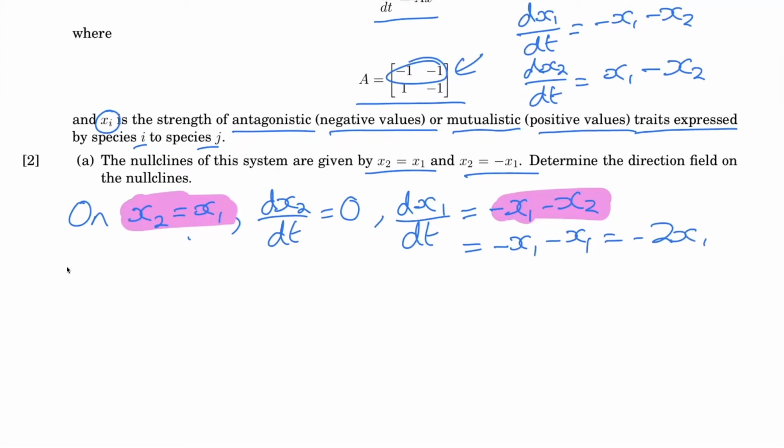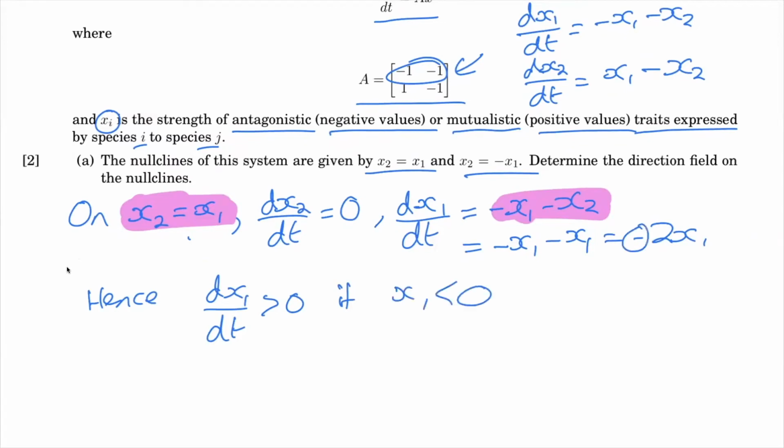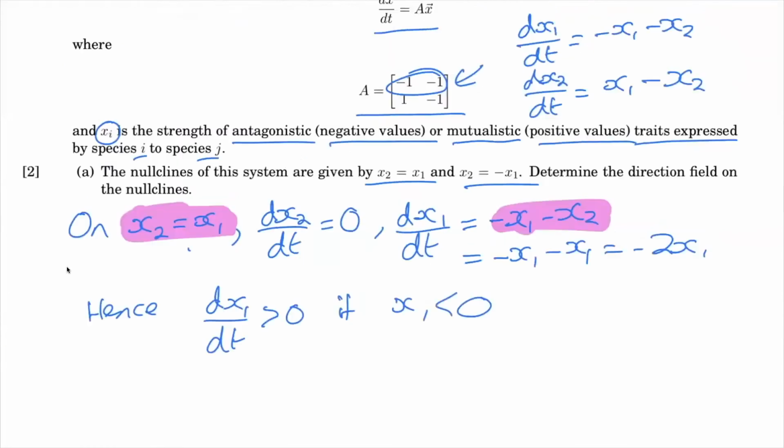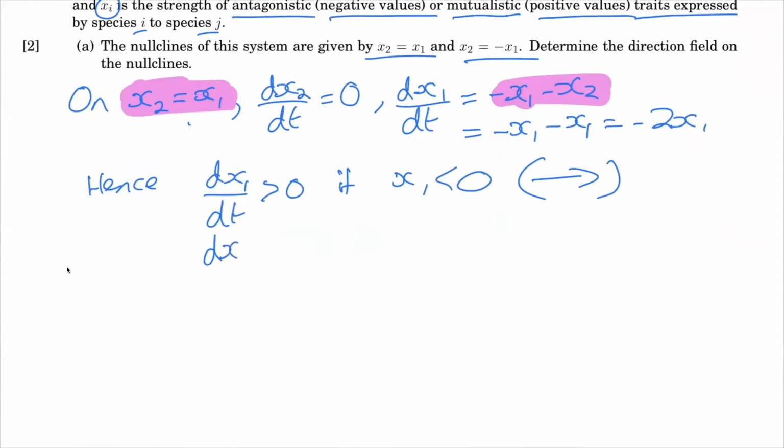That tells me that dx1/dt is going to be positive. This thing is going to be positive up here when x1 is negative. It has the opposite sign to whatever x1 has. So that means that we move to the right. dx1/dt is positive when x1 is negative, and we're on this null line. And dx1/dt is going to be negative if x1 is positive. So we move to the left when x1 is positive.